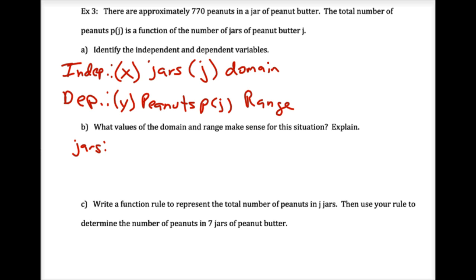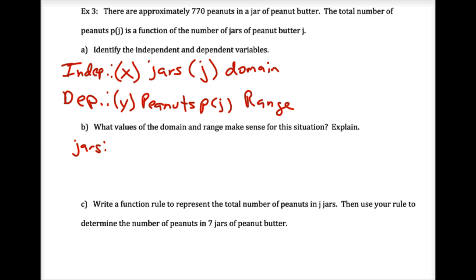Could it be 1.5? No. Guys, can you go to Jewel and buy 1.5 jars of peanut butter? No, you can't buy a half jar. You cannot buy half of a jar of peanut butter. You can buy the little one, but that's still considered a jar.